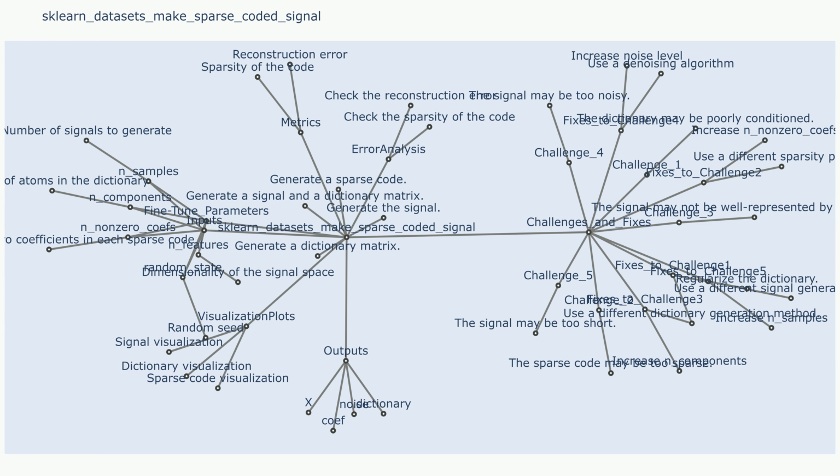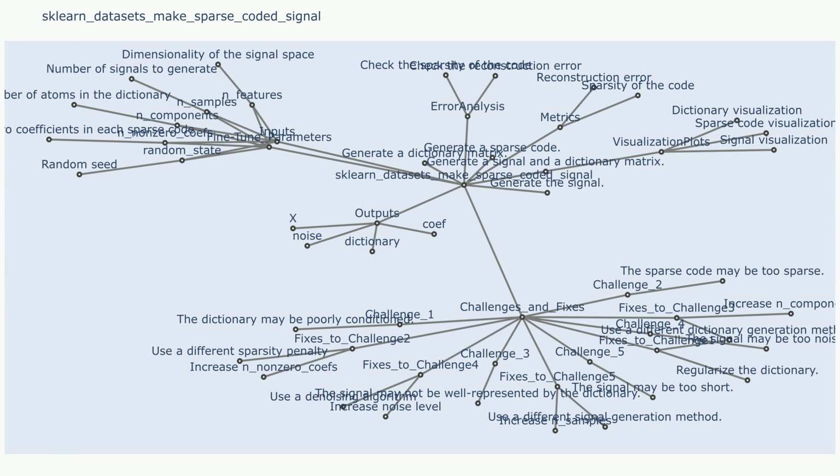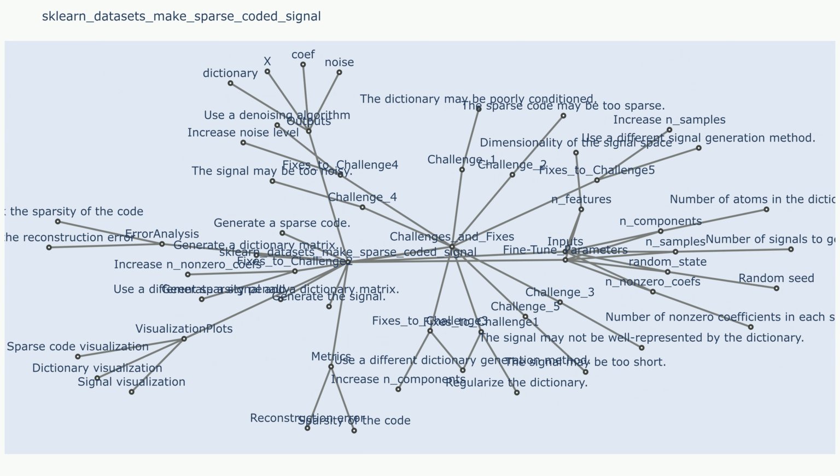Uncertainty methods: Monte Carlo simulation. Generate multiple sets of signals and sparse codes using different random seeds and calculate the mean and standard deviation of the reconstruction error. Challenges and fixes. Challenge 1: difficulty in finding sparse solutions when the dictionary is highly correlated or the signals are very noisy. Sample use case: trying to find a sparse representation of a signal with high noise using a dictionary with highly correlated elements.